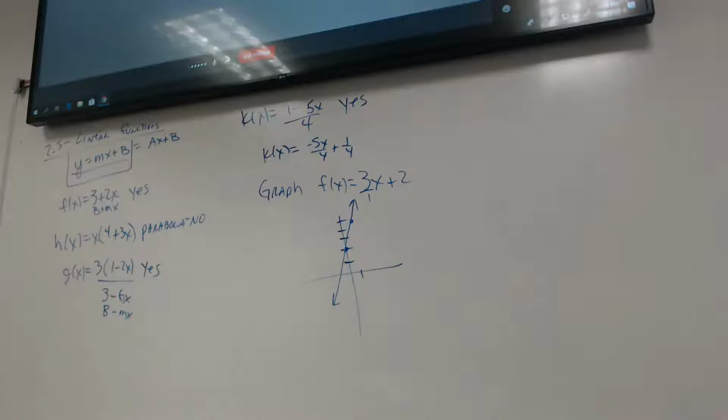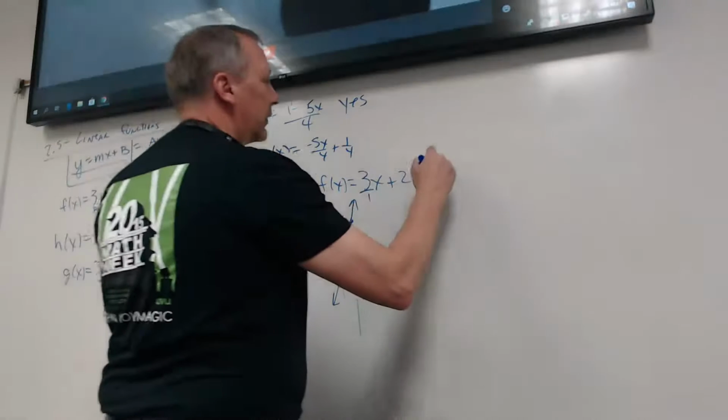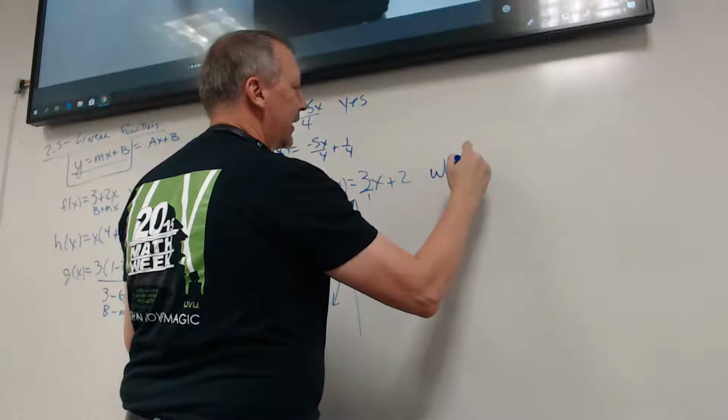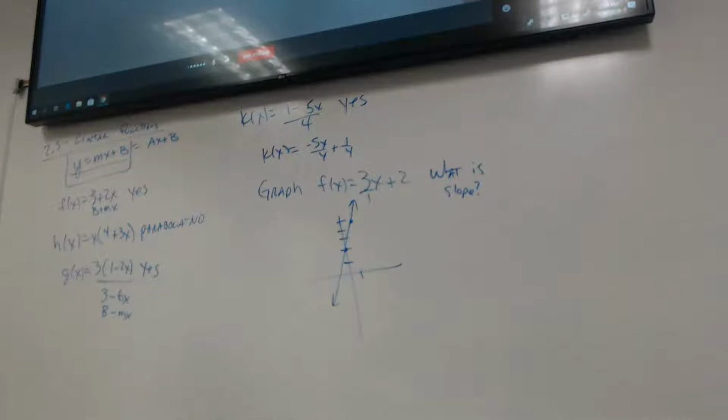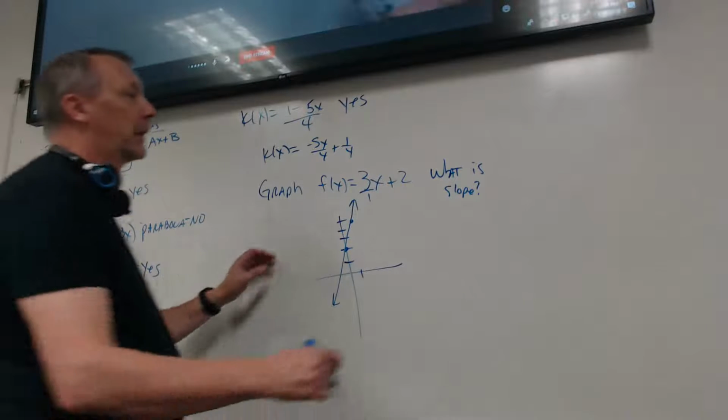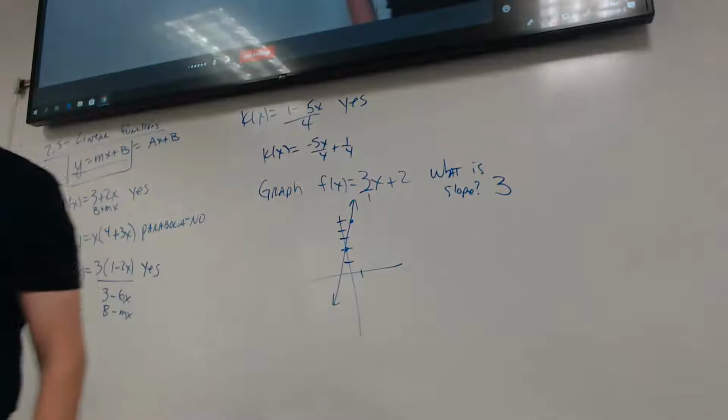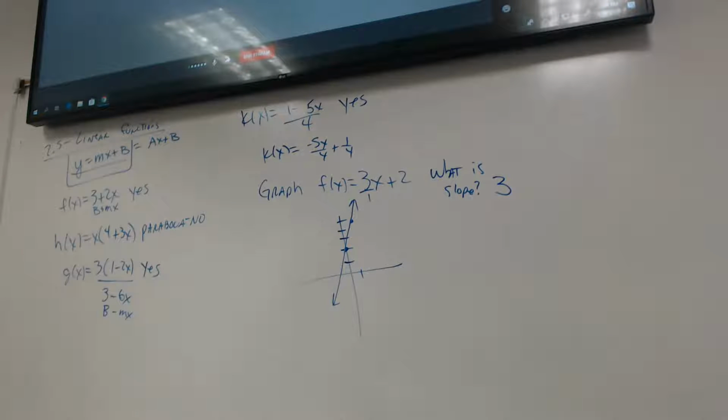Piece of cake? I think you guys are going to like this section. Okay? How about, let me ask this question. Well, Isaac kind of answered it, but what is the slope? Let's pick on Nathan. What's the slope? 3. Yeah.